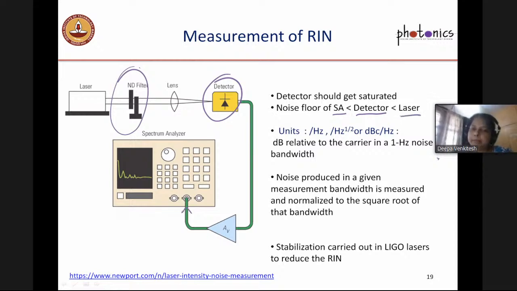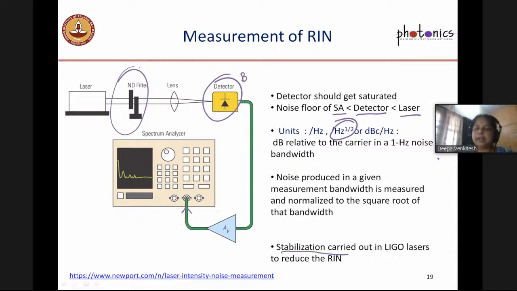It is measured in per hertz. Some people measure it in per root hertz, or you can measure it in dBc, which means dB value relative to the carrier per hertz. The way per root hertz is written is, you measure the noise using a detector of a certain bandwidth B, and you divide this by the square root of the bandwidth, and that's how you get it as per root hertz. Right? Now, somebody asked a question about stabilization.